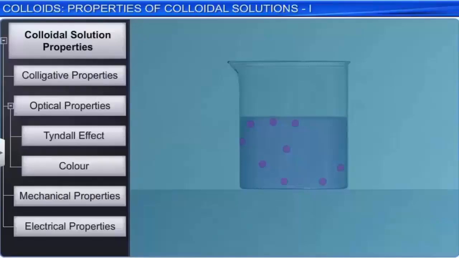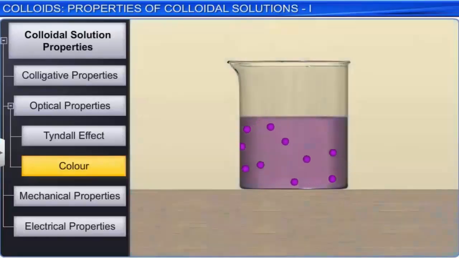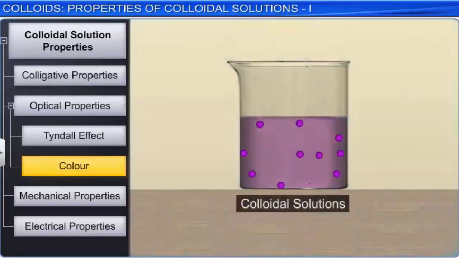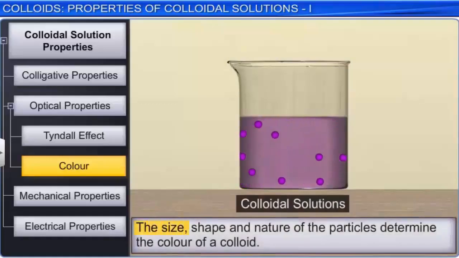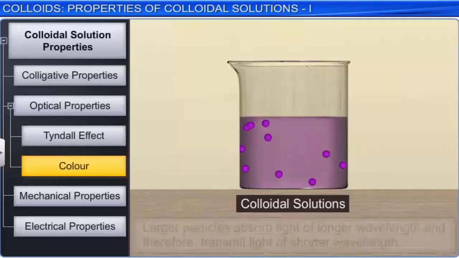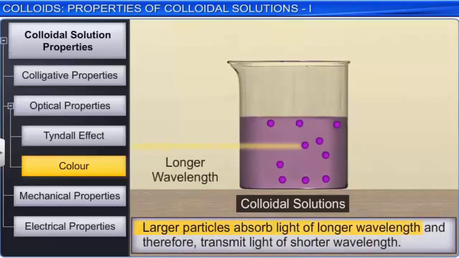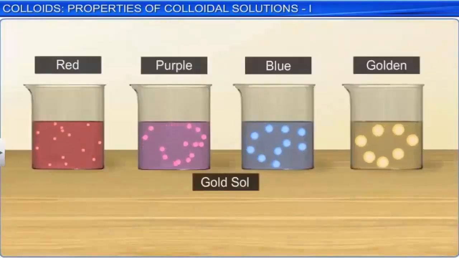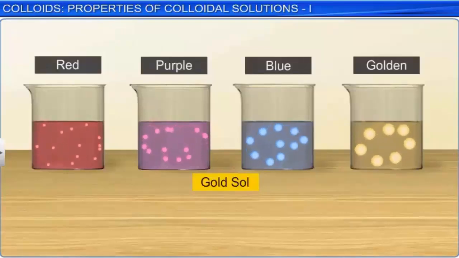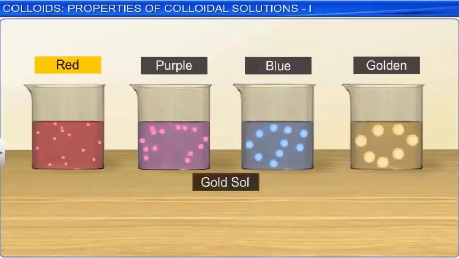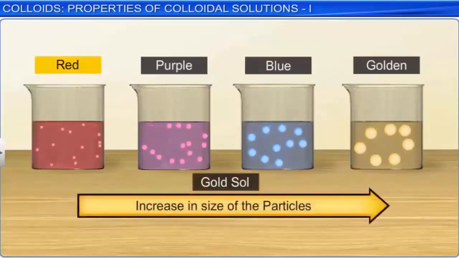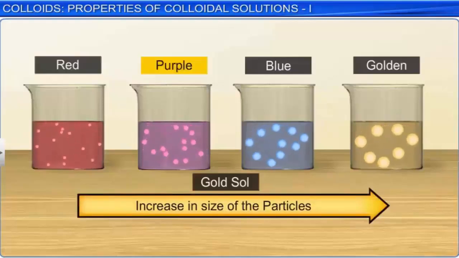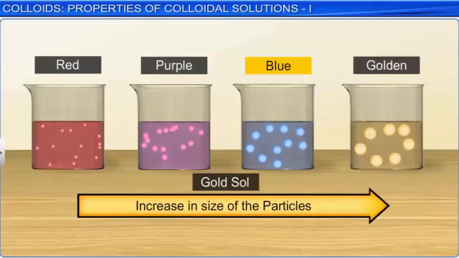Another important optical property of colloids is their color. Colloidal solutions are generally colored. The size, shape, and nature of the particles determine the color of a colloid. Larger particles absorb light of longer wavelength and therefore transmit light of shorter wavelength. For example, in a gold sol, if the particles are very fine, the sol is red in color. But when the size of the particles grow, the color changes to purple, then blue, and finally golden.